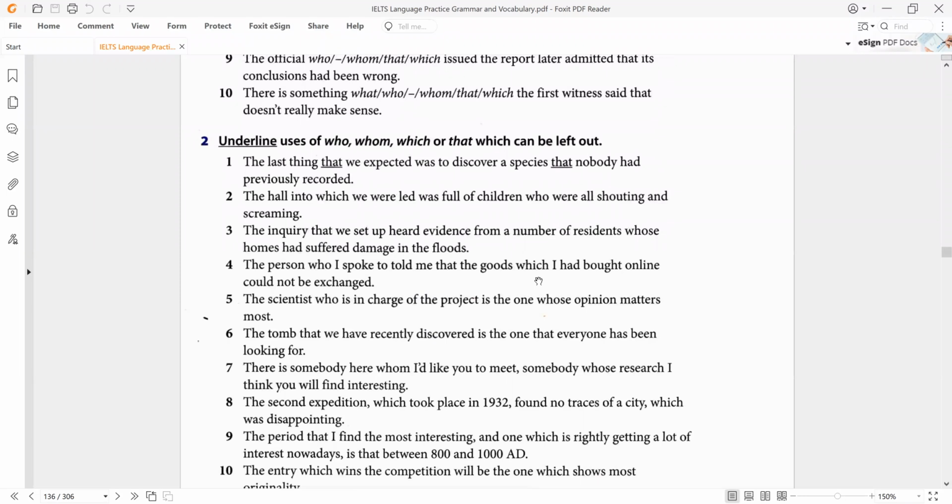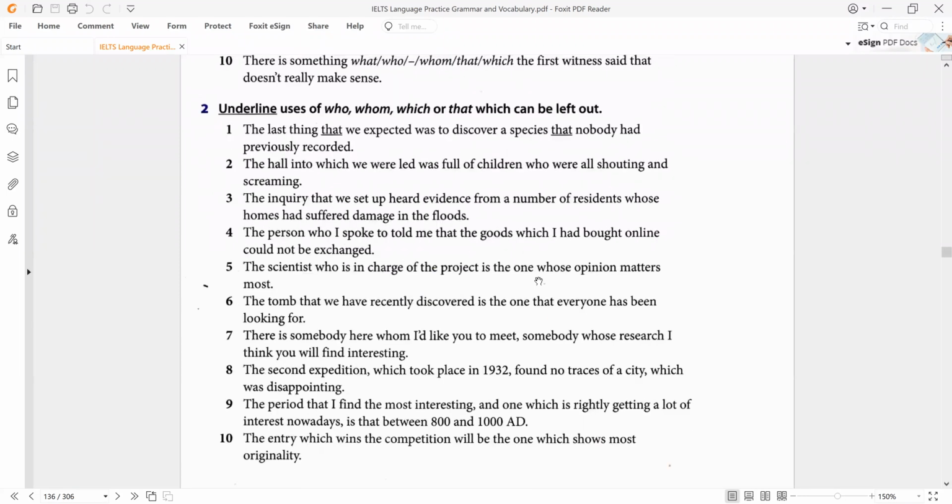Okay, now underline uses of who, whom, which, or that, which can be left out. We can leave them out or delete them. The last time we expected was to discover a species nobody had previously recorded. So here we can delete this one, and use zero relative.